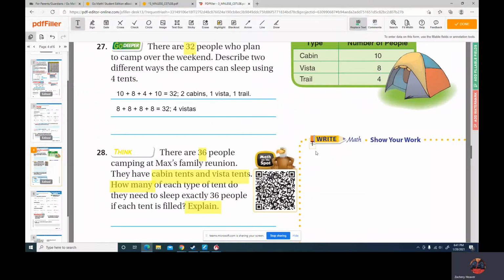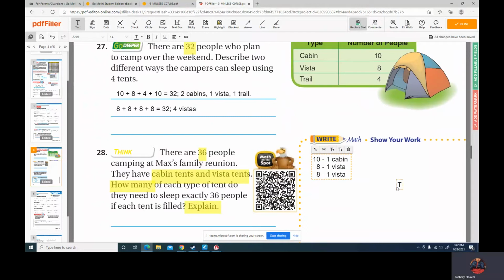So I do want 1 cabin. 1 cabin for 10 is 1 cabin. Let's see if we can get 8. So let's do 8, which is one vista. Let's do another 8, which is one vista. And let's see what our total is. We have 10 plus 8, which is 18, and then we add 8 more, which is 26. So we now have 26, and that's good, but we have to get it to 36.